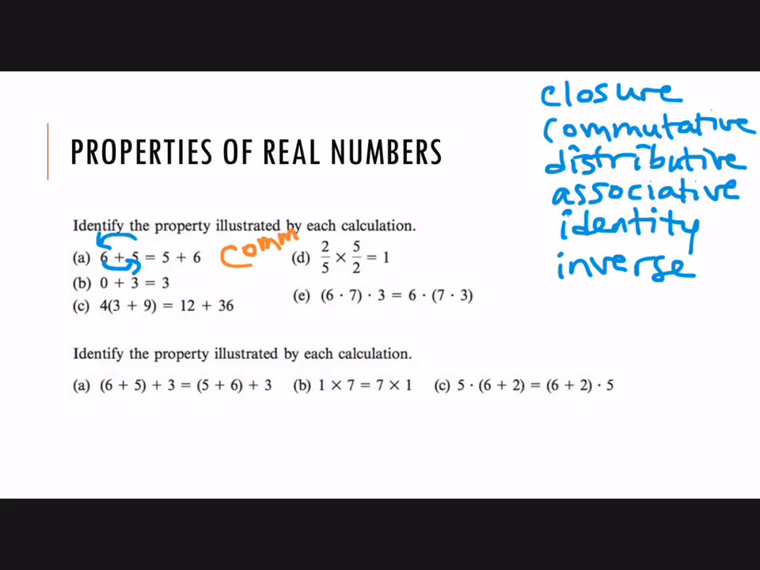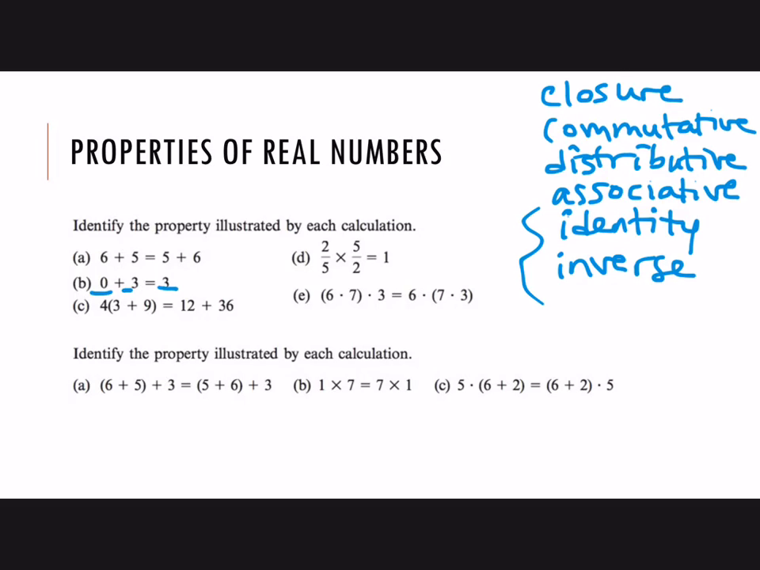In part B, 0 plus 3 is 3. This sort of just looks like a normal addition problem, but I'd encourage you to look for things like 0 and 1, and those are going to be clues that we're talking about one of these identity or inverse properties. So what we're saying in part B is that if you add 0 to 3, you still get 3 as an answer, and that is the identity property. So that one's identity.